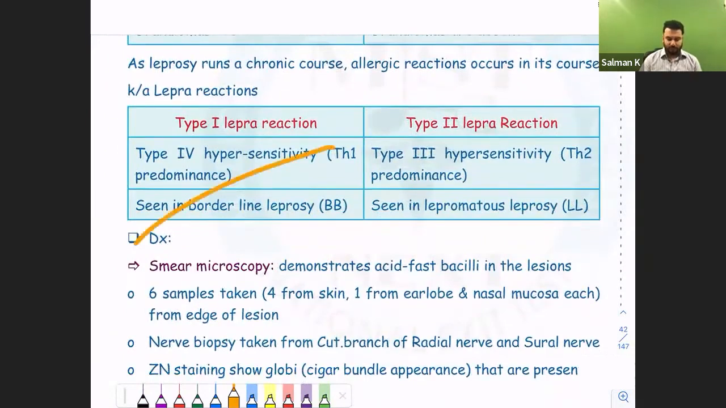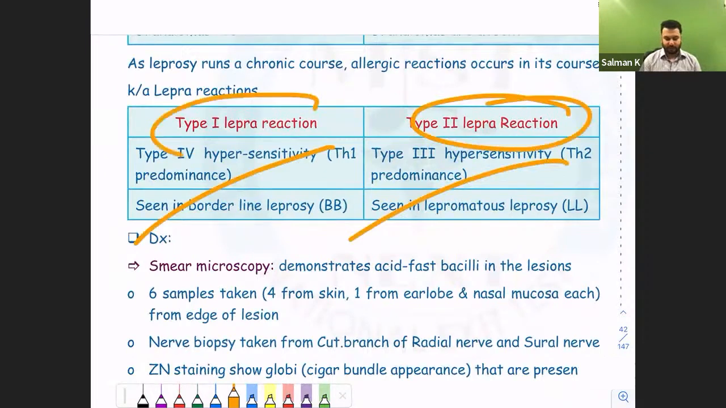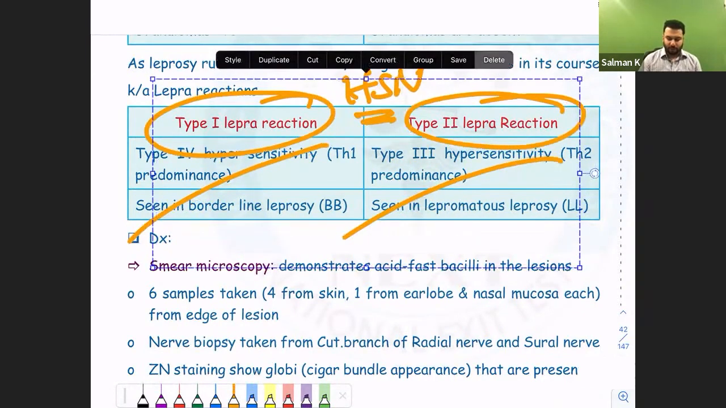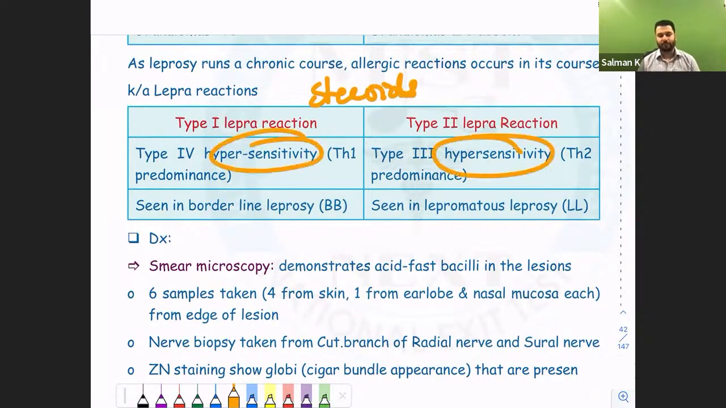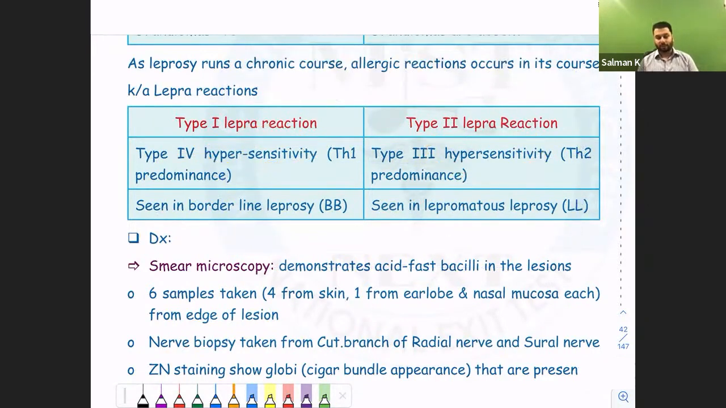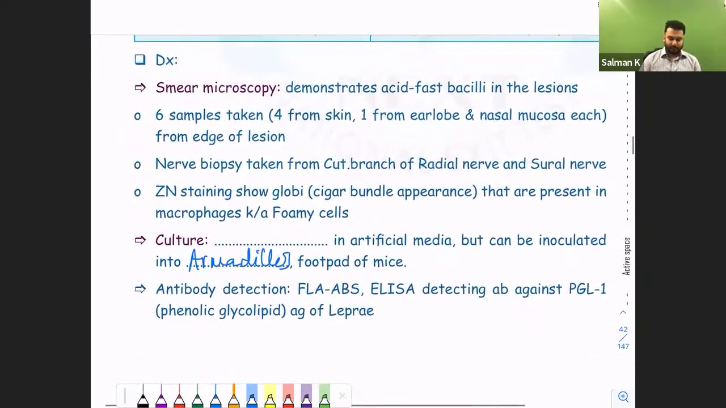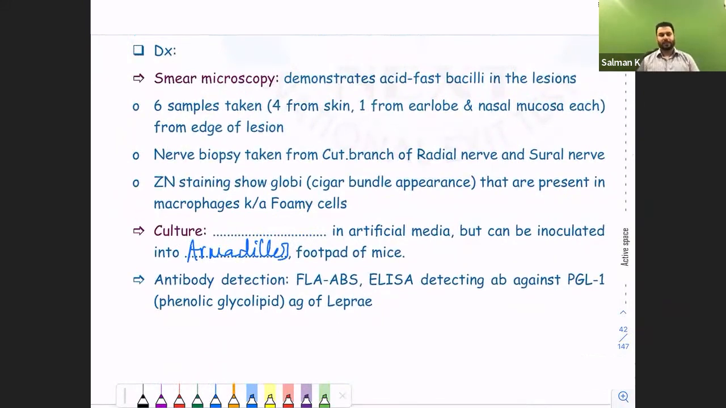Now, throughout the course of the disease, some people will get hypersensitivity reactions called lepra reactions. These are the two lepra reactions here. In the treatment of both, if a lepra reaction happens, you have to give steroids to suppress the immunity because they are hypersensitivities. That was a recent question. Please know, steroids are supposed to be given in this treatment. Next, watch this point, smear microscopy.